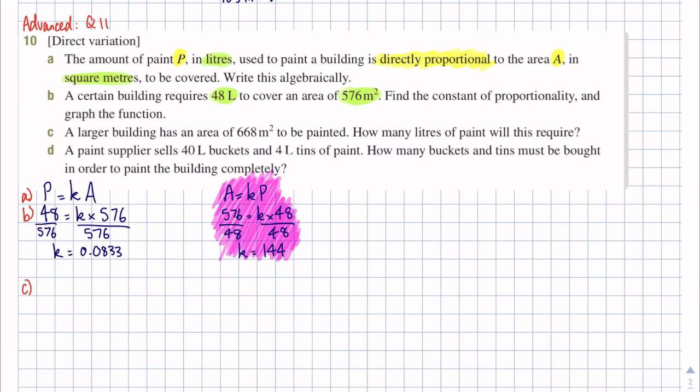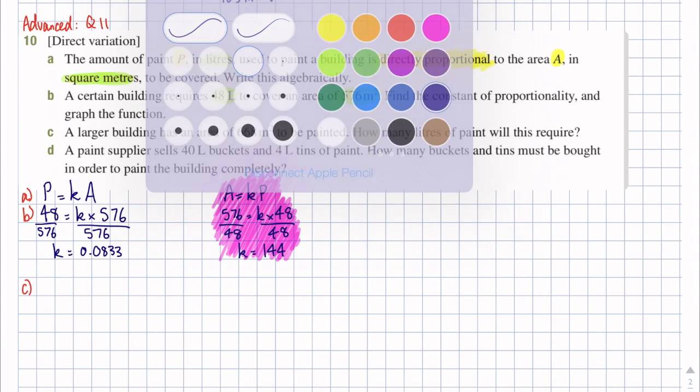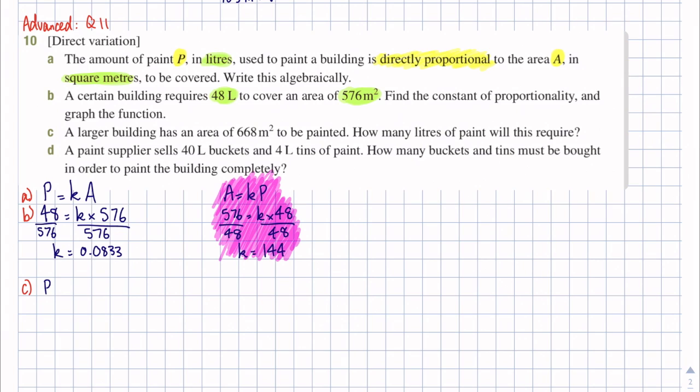A larger building has an area of 668. So I'm actually going to do these for both versions of K now. So I've got P equals K, which is 0.0833 times 668, or I would have done 668 equals 144 times P. With this one, I've got to divide by 144. This one, I've just got to figure it out. So 668 divided by 144 gives me 4.64. And with the other one, 0.0833 times 668.